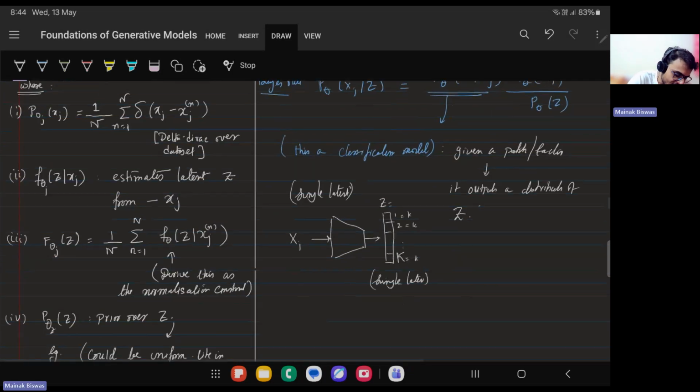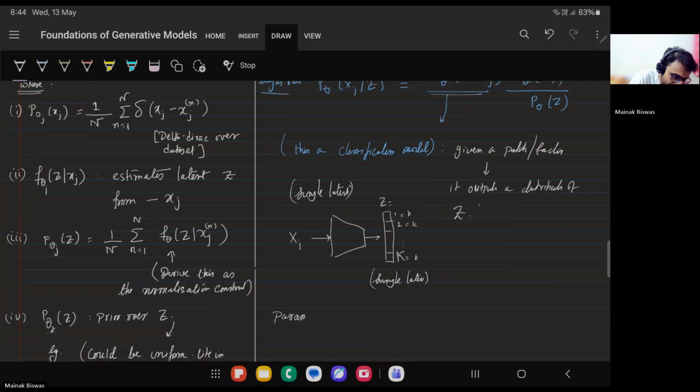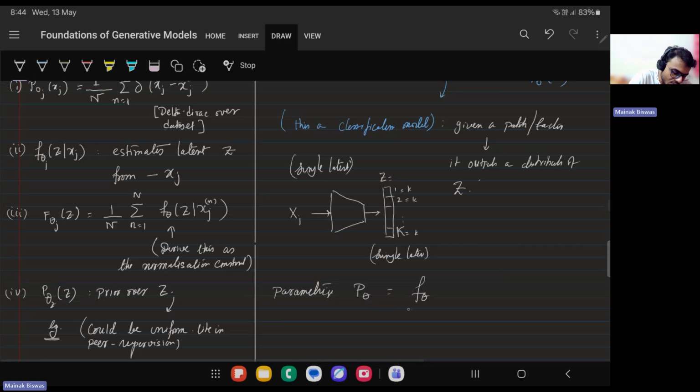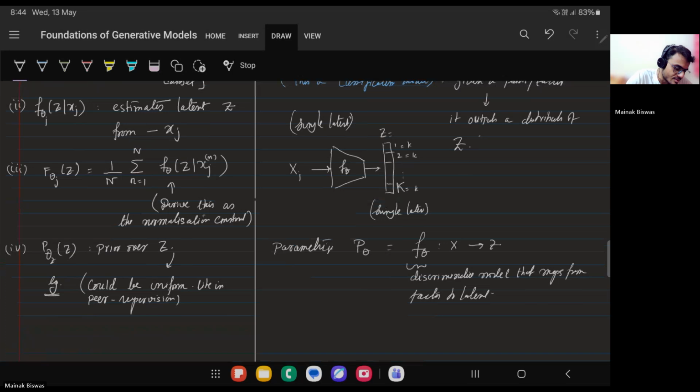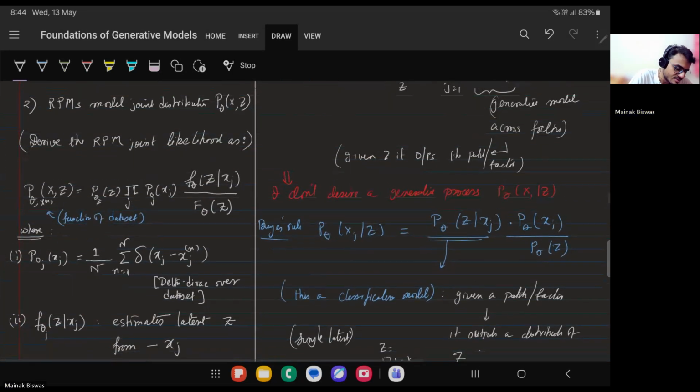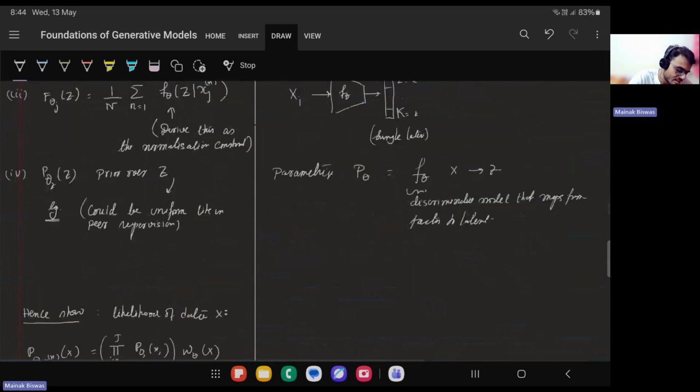This is all the model does. I will parameterize the f theta using a classic or discriminative model that maps from factors to latents. So factors to latents is very simple. It's a classification problem, like x to z. So once I put that value in this equation, I will write this down again.